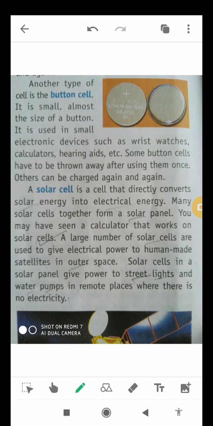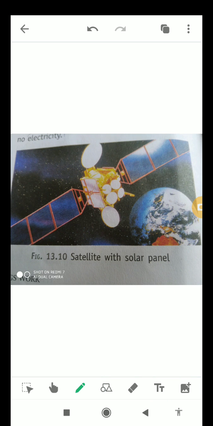Solar cells in a solar panel give power to street lights and water pumps as well in some remote places where there is no electricity present. Okay students, so in those areas where there is no electricity, solar cells can be extremely useful because they can be charged with the help of the sun or sunlight. So this is the diagram of the satellite with solar panels, which is used in outer space, and the electrical power is provided by the solar cells only.